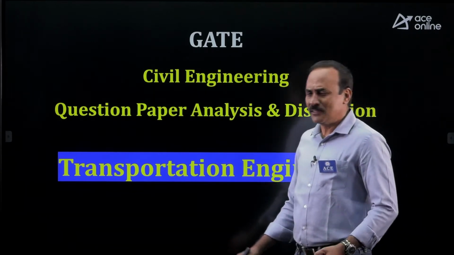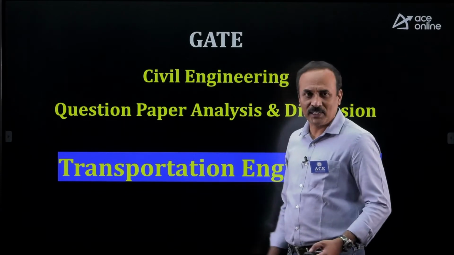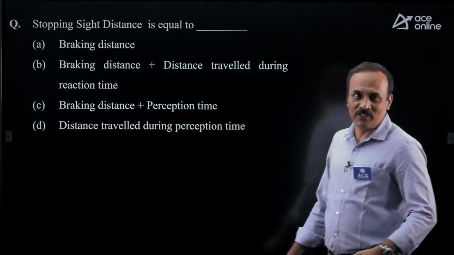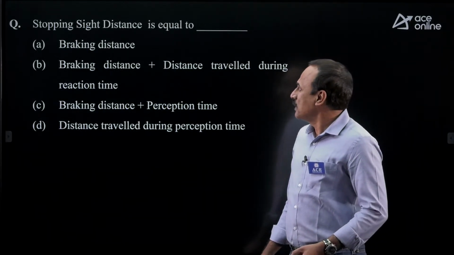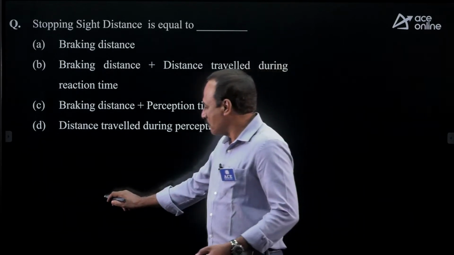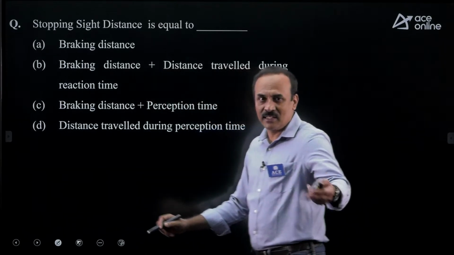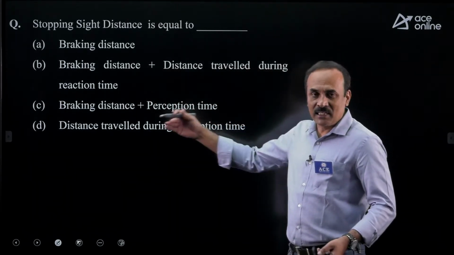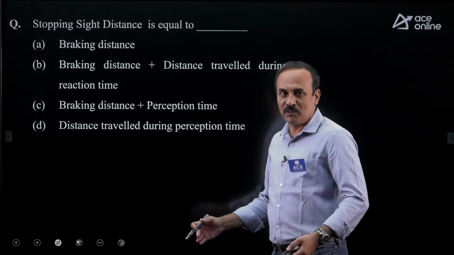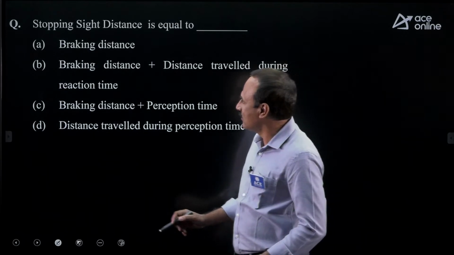As far as memory-based questions are concerned, I received very few questions on transportation in the evening session, and this is one of the questions. Stopping sight distance, as you all know, has 2 parts. One is the lag distance and the other is the braking distance. Lag distance is the distance traveled by the vehicle during the total reaction time of the driver, and the other is the braking distance.